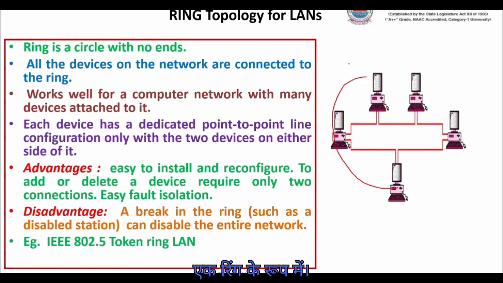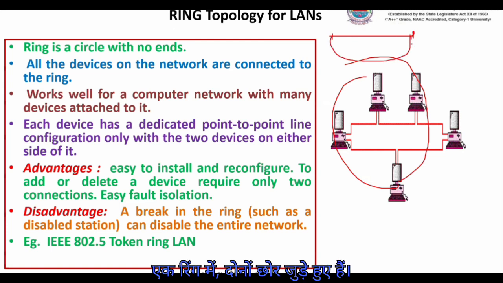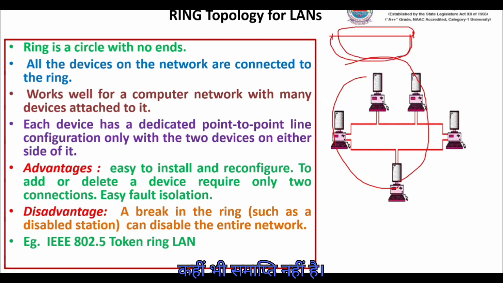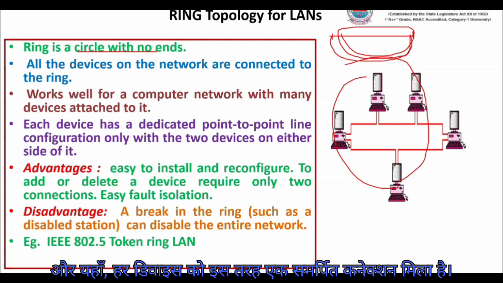Then we have the ring topology. Here the computers are connected in the form of a ring. So in a bus, both ends were open. In a ring, both ends are connected. So this forms a ring. कहीं पर भी कोई termination नहीं है. It's complete. Okay. So it's a circle with no ends.